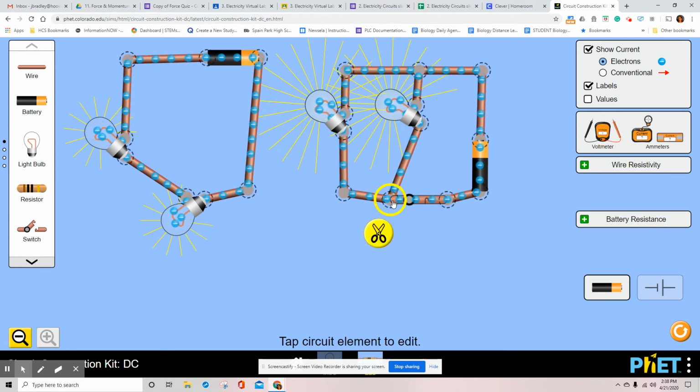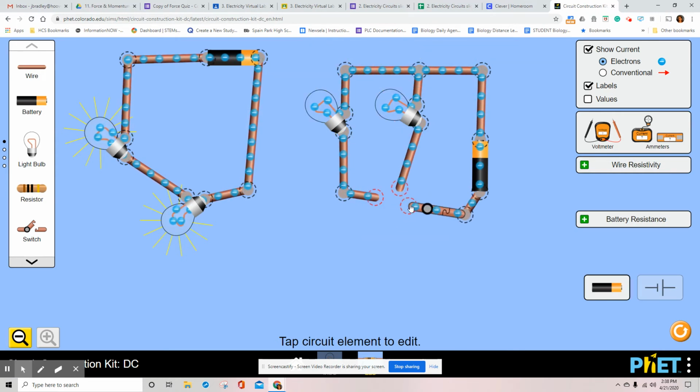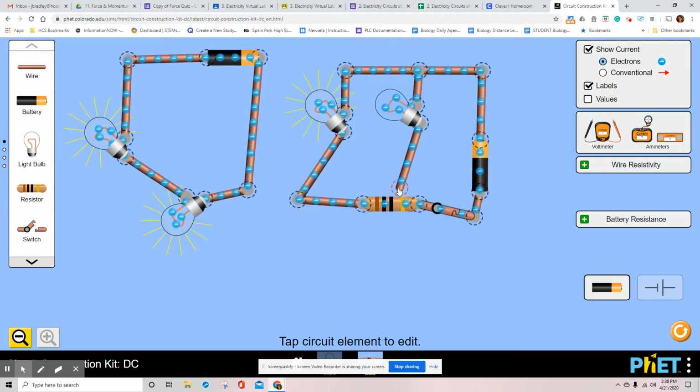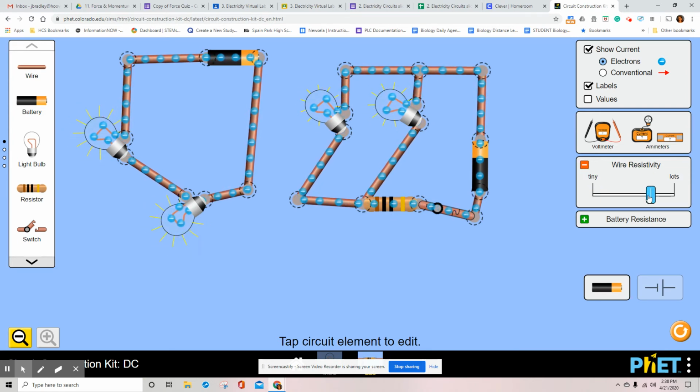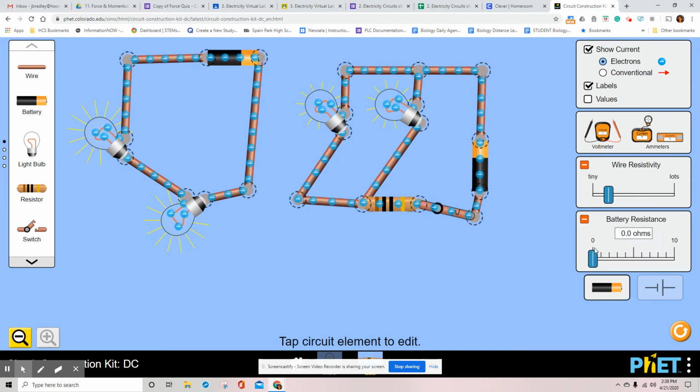Also, if you added a resistor to your system, you could see how my bulbs are not quite as bright anymore because I've added a resistor, and that's causing the bulbs to slow down. You could also play with wire resistance here, and also battery resistance as well. That would slow it down. So those are all the different ways.